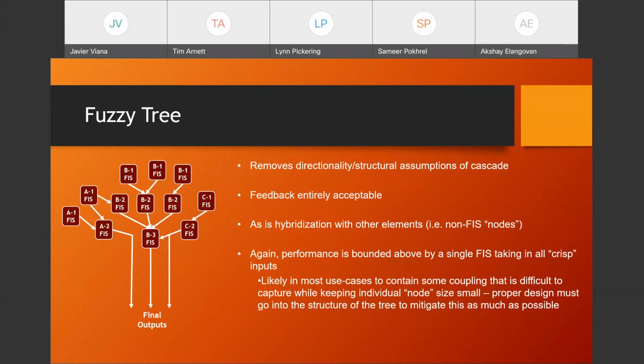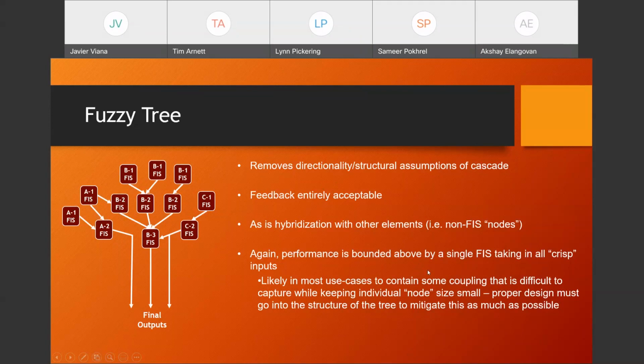You can also hybridize easily with other elements. You could have any of these be FISs in the tree structure, as well as something completely different. You could have a sub function that gets injected here that operates on some information that you're getting, including information from FISs, that then spits out other information to be used later. And again, removing directionality. You can see A1 actually is outputting to both this A2 FIS and this B2 FIS. It could also input over to this other A1 or this other B1 FIS. We don't have those same directionality requirements that were in the cascade.